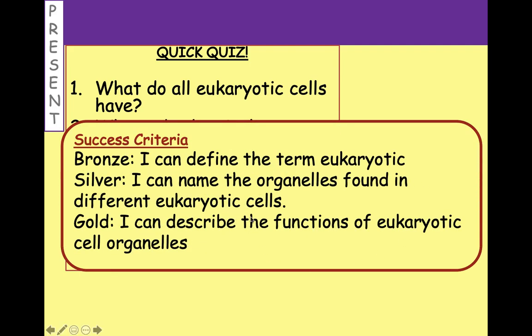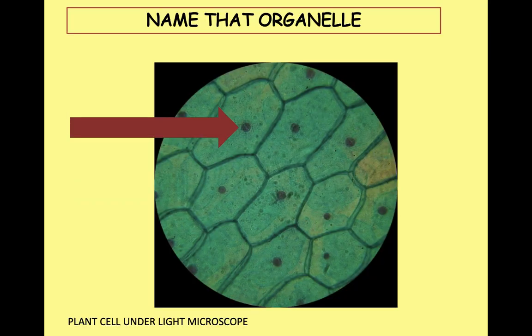Okay, we're quite some way into our success criteria for today. We've defined the term eukaryotic, we've named some of the organelles, and we've described some of the functions. So all we're going to do from this point onwards is try and finesse those skills and practice them a little bit. So name that organelle.